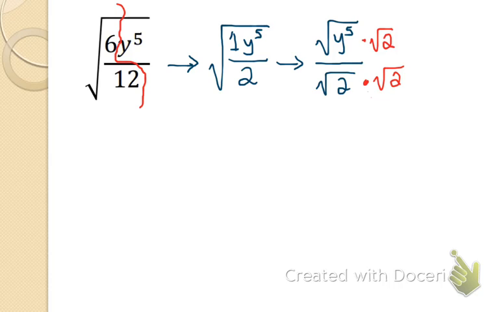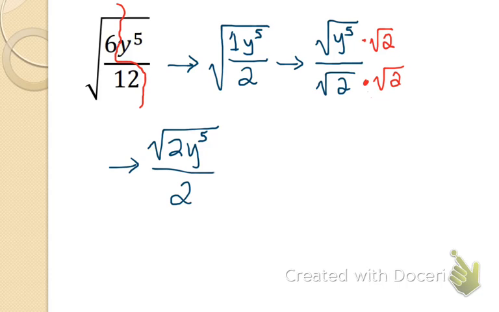Okay. And then we get to multiply them. So I'll do that on the next step. In the numerator, 2 times y to the 5th would be 2y to the 5th. In the denominator, square root of 2 times square root of 2 would give us square root of 4. And square root of 4 is just 2 without the square root. So now we have this.